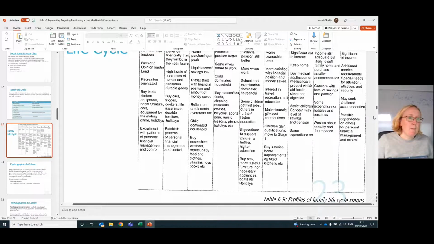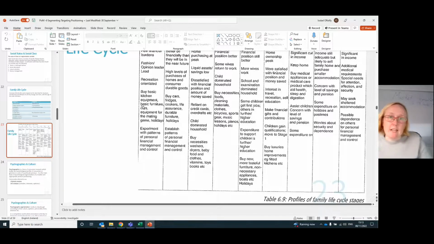So these people are not interested in spending money going out to the pub. If we remember back to the bachelorhood people, they're recreation oriented. So that's where their money goes. That's what they want to spend on.